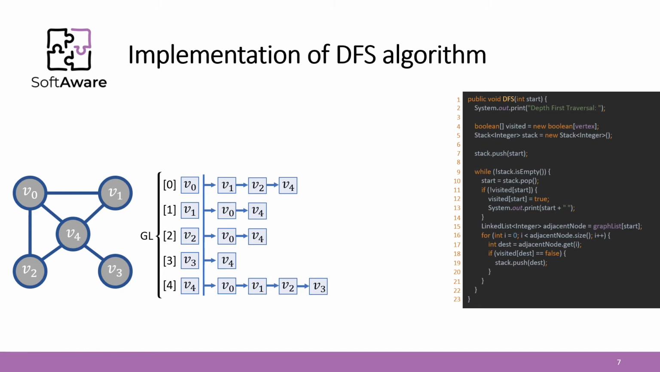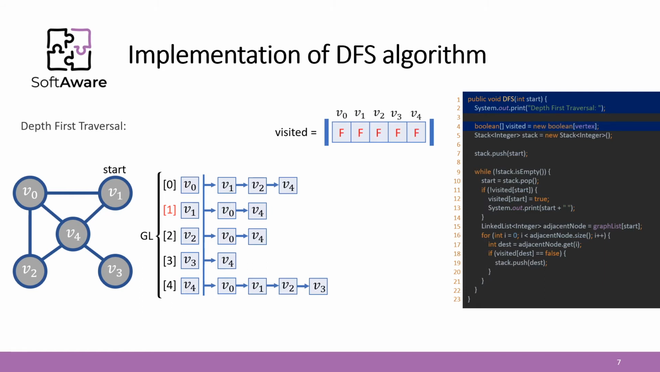We can start from vertex 1, just like in the previous slide. In line number 2, we are just showing on command line for depth-first search traversal result. At line number 4, we need to keep track of visited vertices, so we need to declare a Boolean type array that takes the same size as the number of vertices in our graph. By default, all indices of the created Boolean array are set as false.